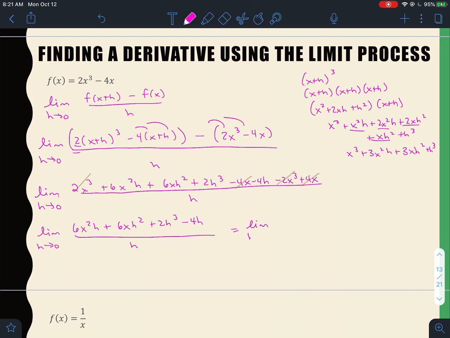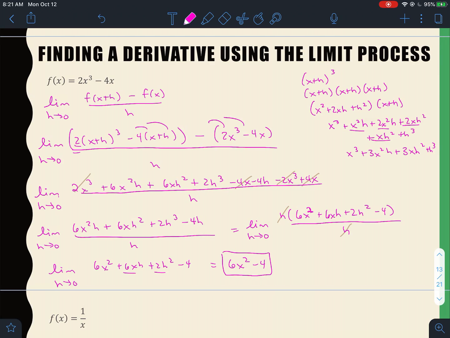Now notice all of those terms in the numerator have an h that I can factor out, so I'm going to factor out an h. And I get (6x² + 6xh + 2h² − 4) all over h. So those h's on the top and the bottom will cancel now. So now I have the limit as h goes to 0 of 6x² + 6xh + 2h² − 4. If I plug 0 in for the h's, those will go away, and I'm just going to be left with 6x² − 4.